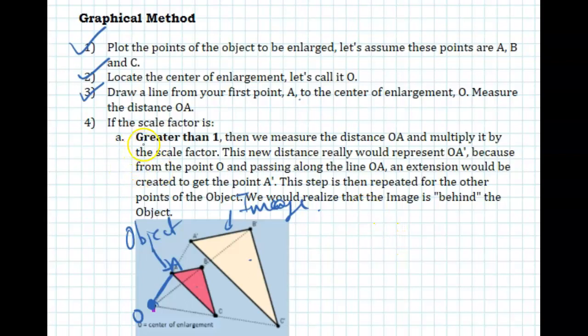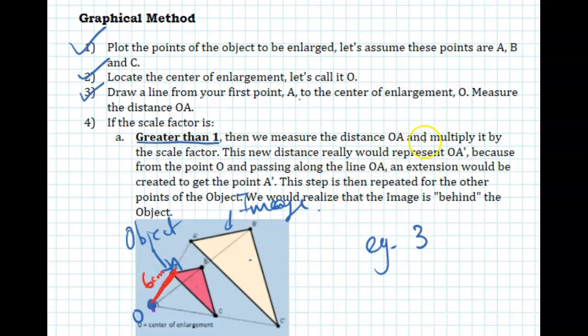Now I have notes for each category. So if the scale factor were greater than 1, right, say for example it was 3, it means that this object here, this pink object here, is going to be 3 times bigger when we do the image. Right? Or if it was 50, 50 times, etc. Now, what we're supposed to do is measure the distance OA. So say I measure this distance here. Just want to use a little color. And this red line here ends up being, say, 6 centimeters.